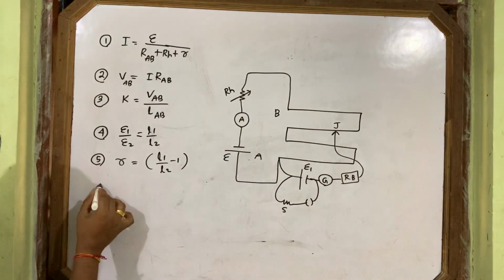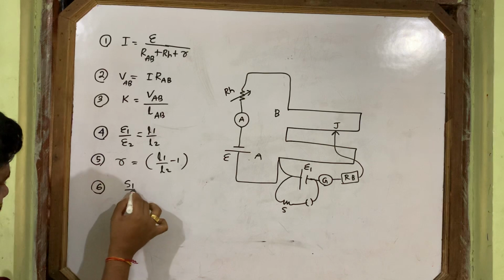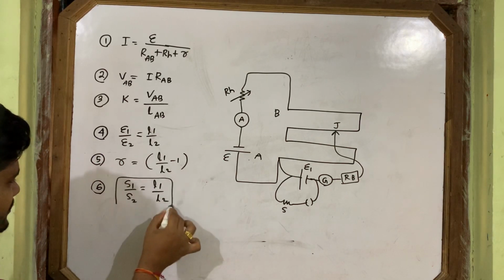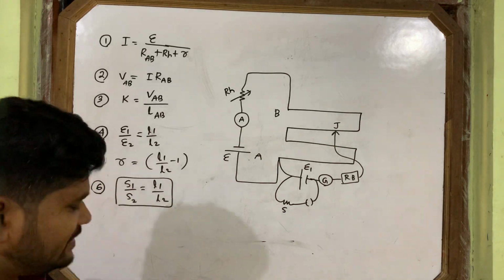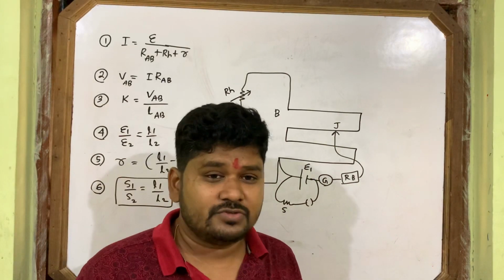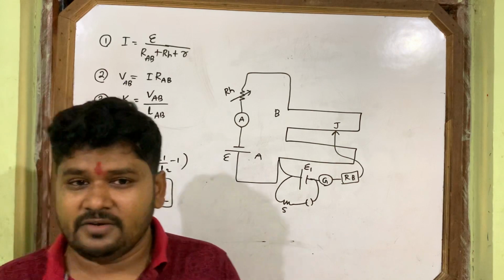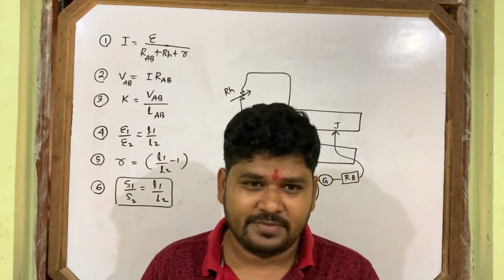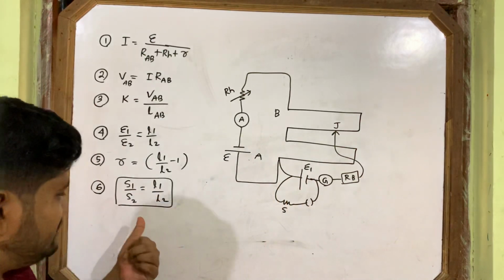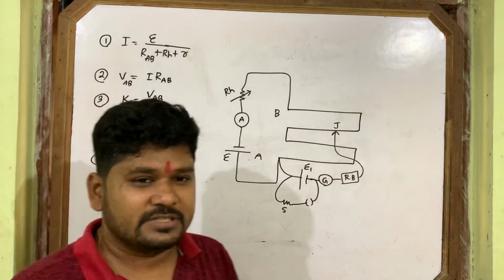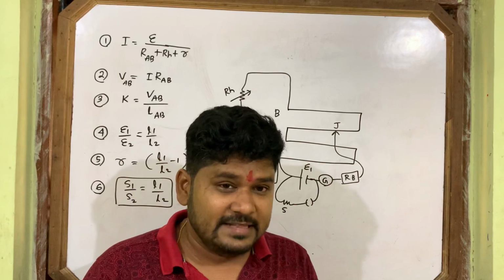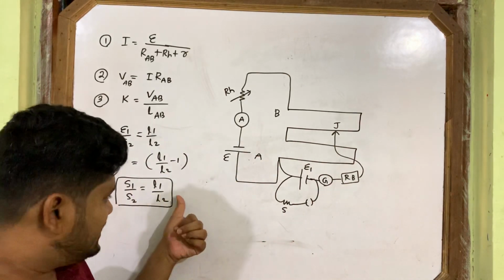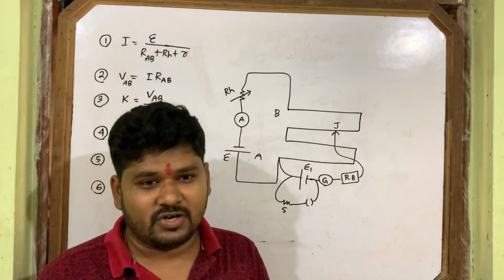But another formula I am writing here, S1 by S2 equal to L1 by L2. We have to use this formula to solve one numerical of your NCERT book, I think question number 23. The NCERT book has also solved it using this formula. But there is a little controversy in this formula. I think this formula is not correct.